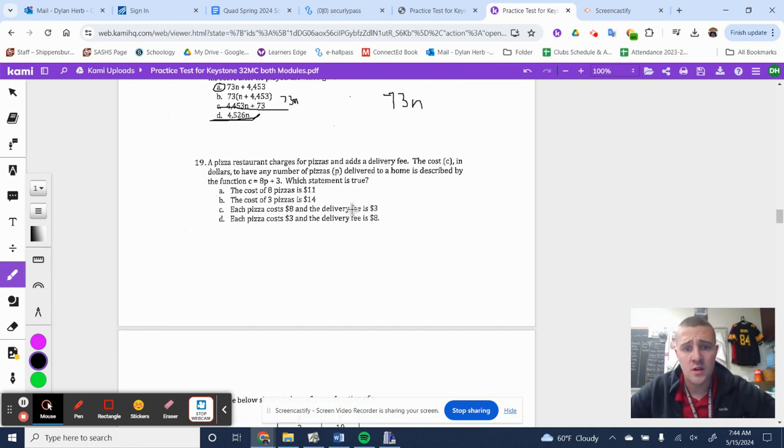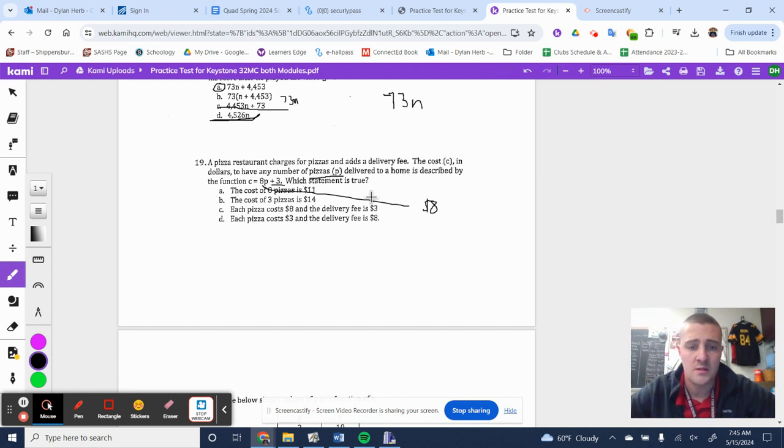A pizza restaurant charges for pizzas and adds a delivery fee. The cost in dollars to have any number of pizzas delivered is described by this function. Okay, so the 8 is in front of the P, and P was pizzas, or the number of pizzas. So the 8 is representing how much a pizza costs, the dollars. So it's $8 for one pizza, and the plus $3 is your y-intercept. It's your starting amount. It's how much it would cost the customer if they didn't order any pizzas.